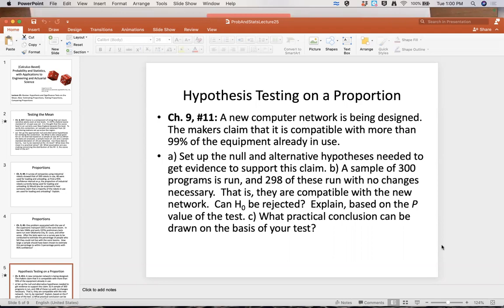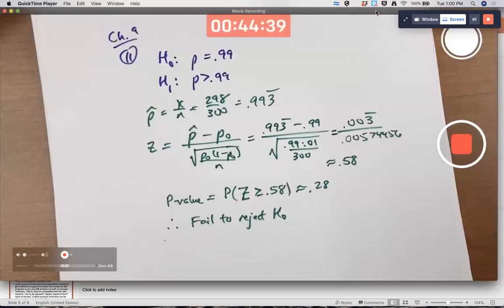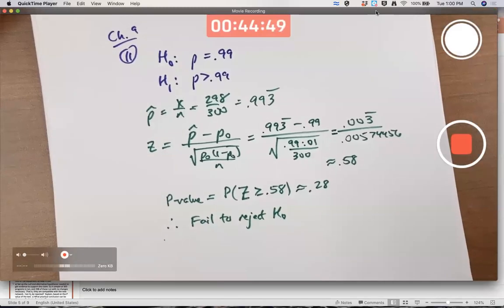We accept the null. Should we say accept the null? People do. I say it's better to say fail to reject. We just don't have strong enough evidence against it. It's like you're the prosecutor. Still think that defendant is guilty, but I just didn't convict them. So I failed to convict.